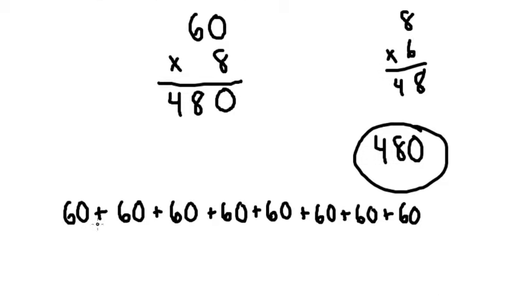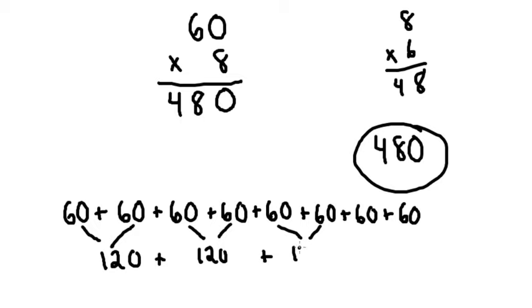So to add these up, maybe we'll add them up in groups. It's like these two 60s, we could add them up to make 120. These two 60s, we could add them up to make 120. These two would make another 120. And these two would make another 120.